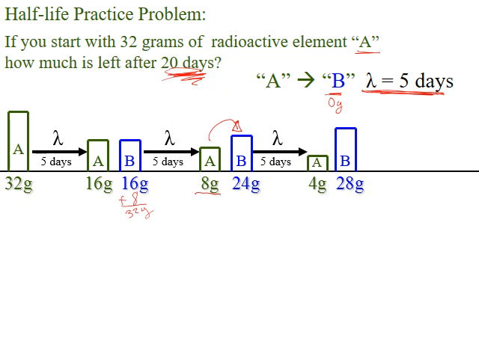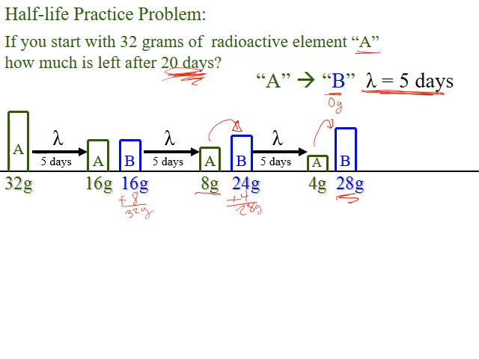After another half-life, again, I'd have half of 8, which is 4. The other 4 turned into B, and now I have 24 plus 4, which gives us 28 grams. Thus, I have 28 grams over here.